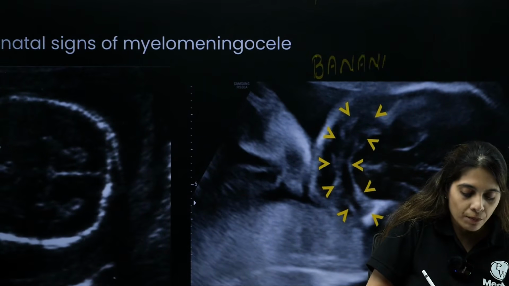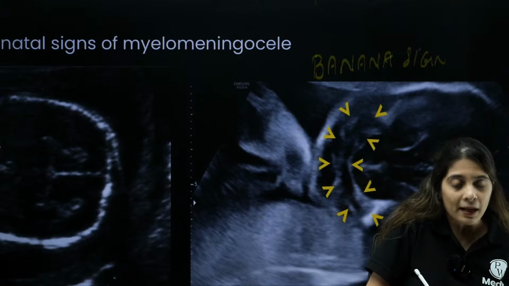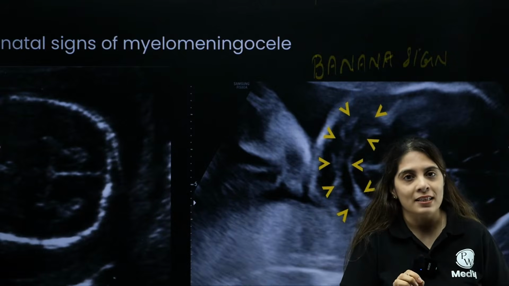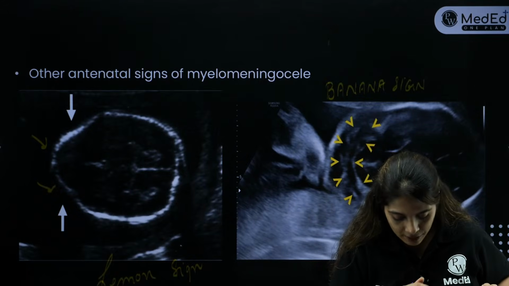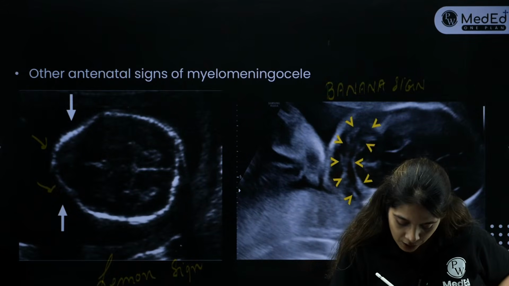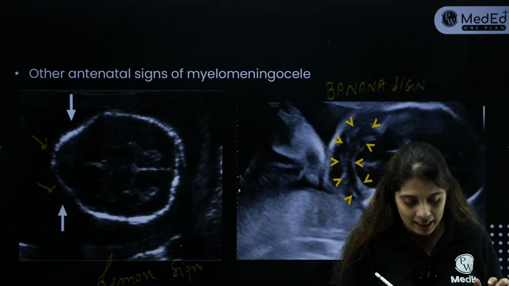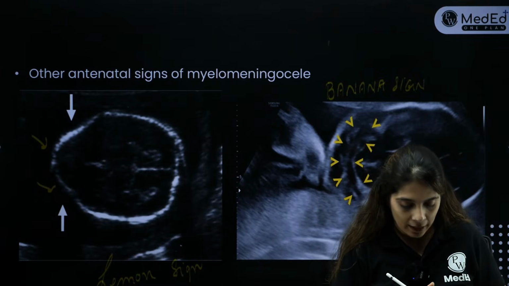Okay, so these are the two important signs. Because we were discussing the myelomeningocele video, these two signs will always come together, that is lemon sign and banana sign on the antenatal ultrasound, right? So yes, Sonal Rupika, the first image is the lemon sign, the second image is the banana sign.